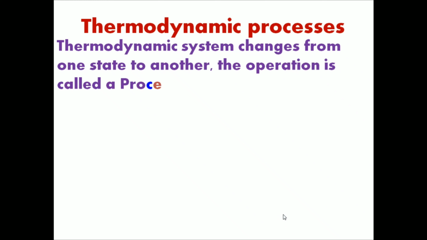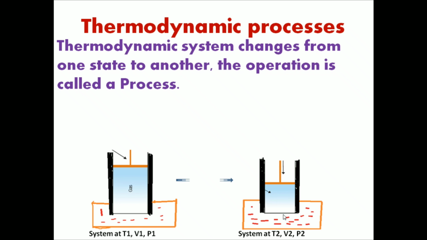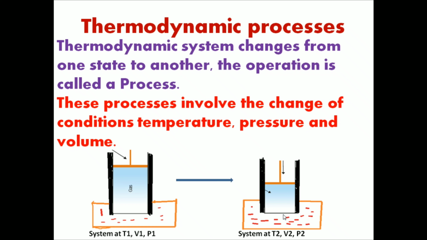Today's study is thermodynamic processes. A thermodynamic system changes from one state to another. Consider an example. The system is at temperature T1, volume V1 and pressure P1. If it changes to another state at temperature T2, volume V2 and pressure P2, then we can say this is a thermodynamic process. This process involves the change of conditions of temperature, pressure and volume.